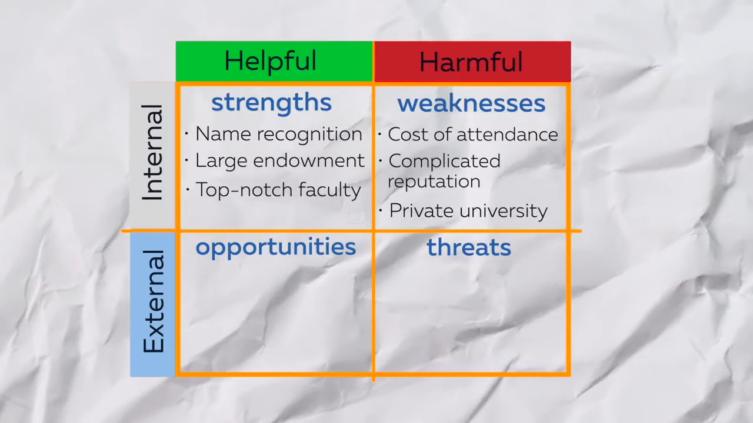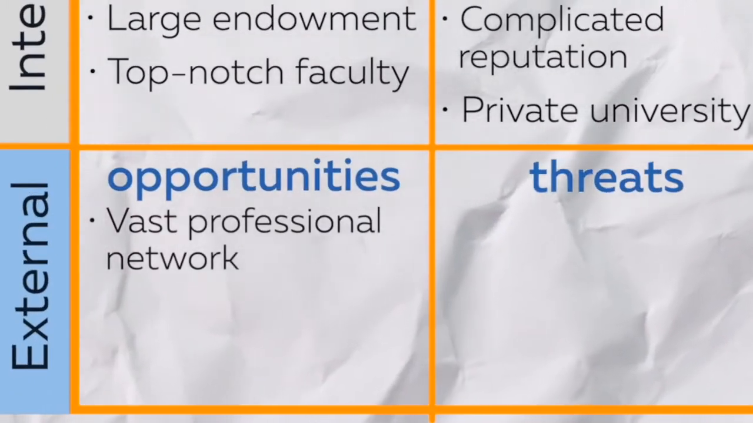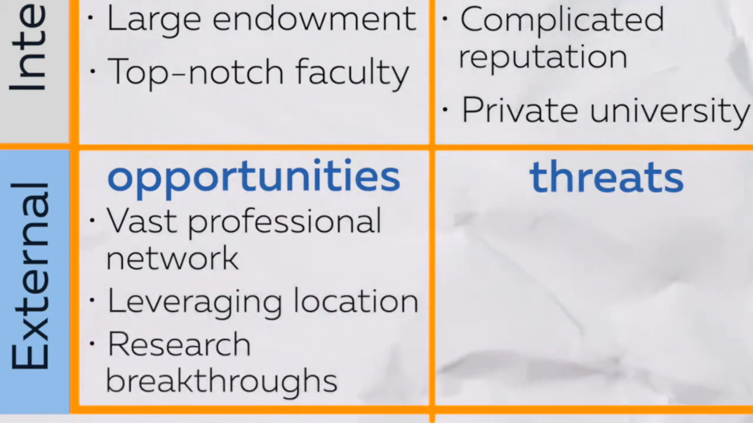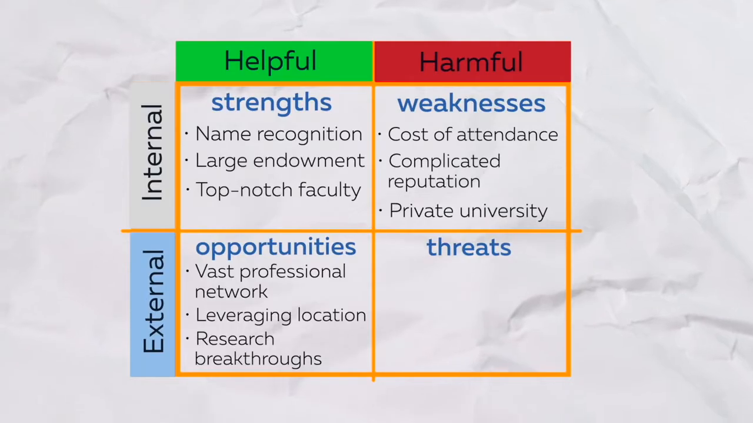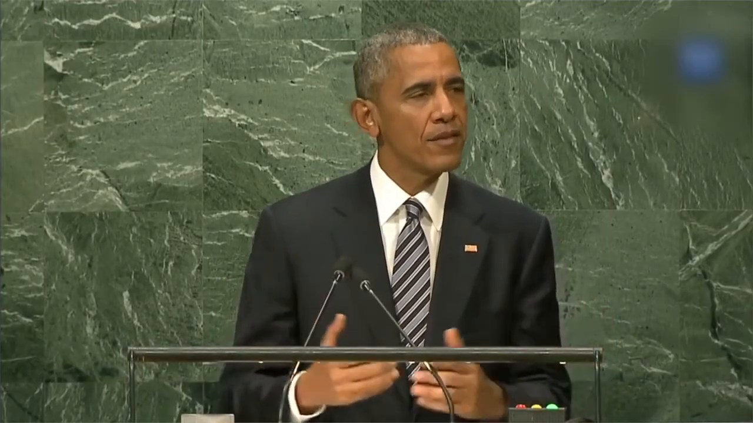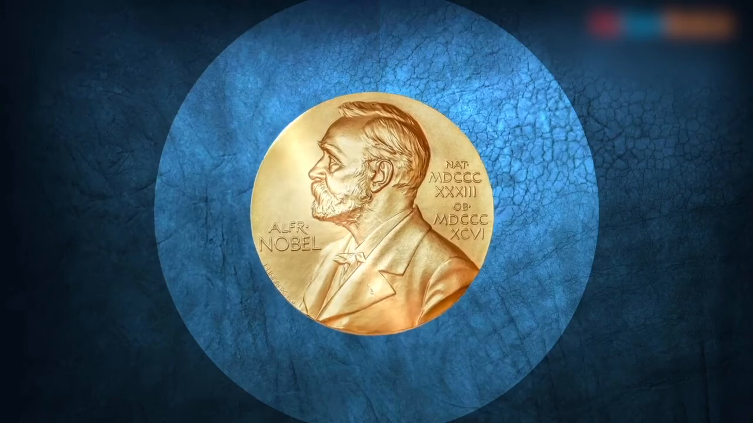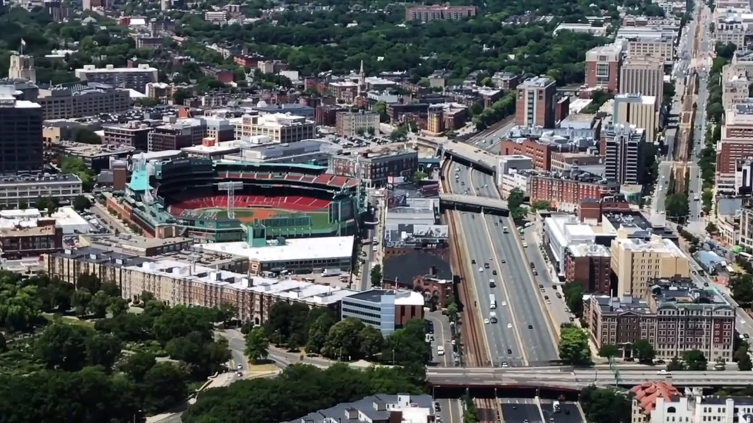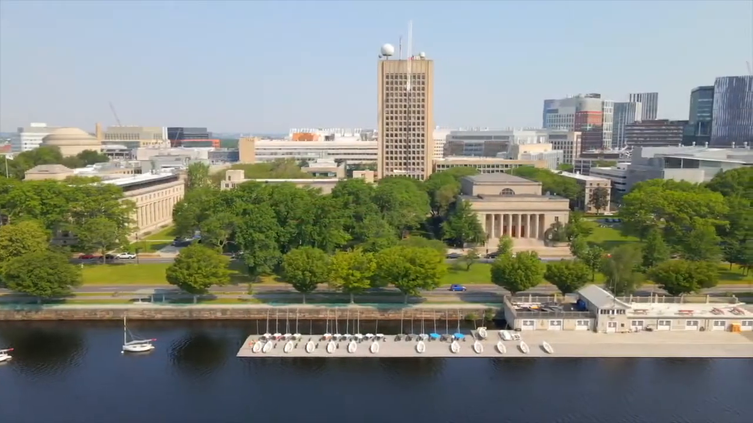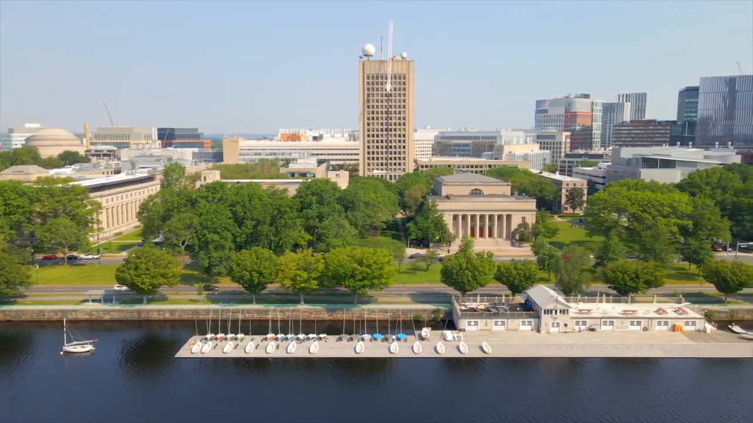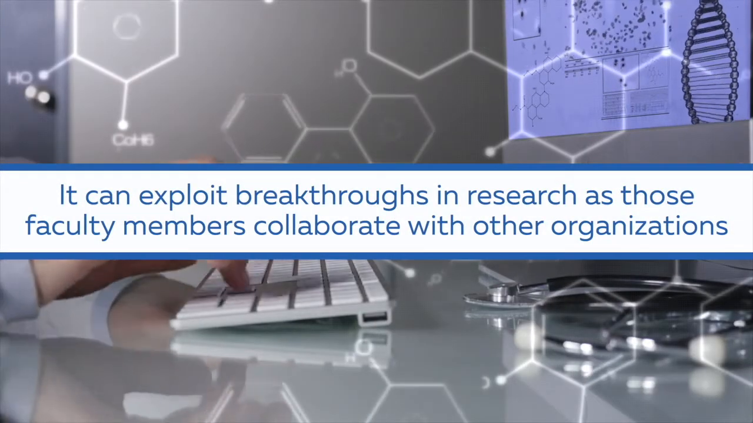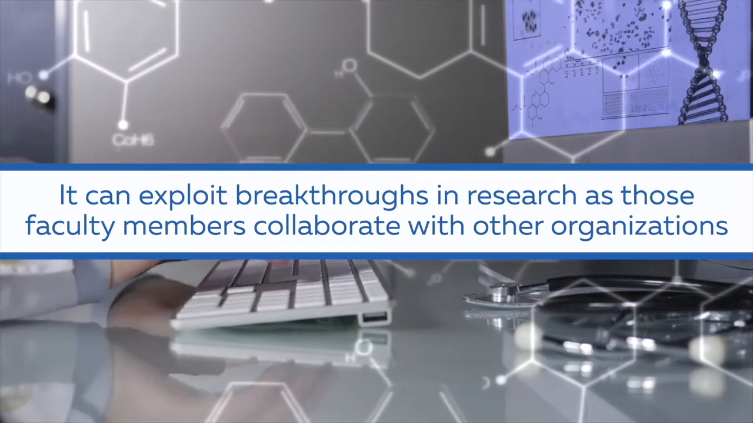Here's a glimpse at Harvard's opportunities: vast professional network, leveraging location, research breakthroughs. Harvard has a vast professional network filled with politicians like former President Barack Obama, business people like Jamie Dimon, Nobel Prize winners, and more. It also enjoys an excellent location as it's in the city of Boston, which has other universities like MIT, Boston College, Boston University, and more. And because of the world-class faculty, it can exploit breakthroughs in research as those faculty members collaborate with other organizations.